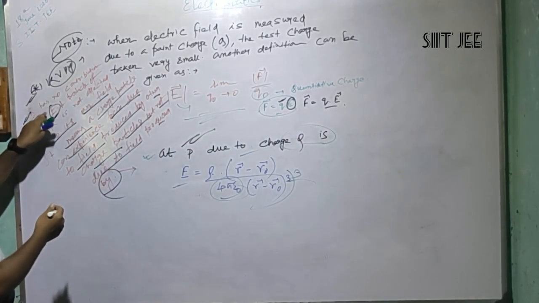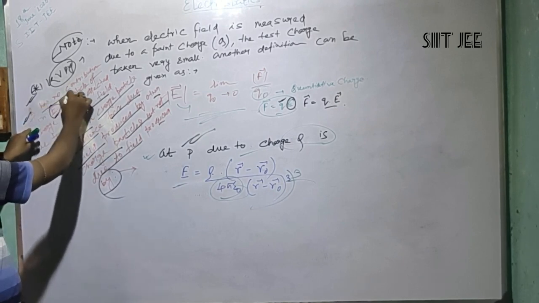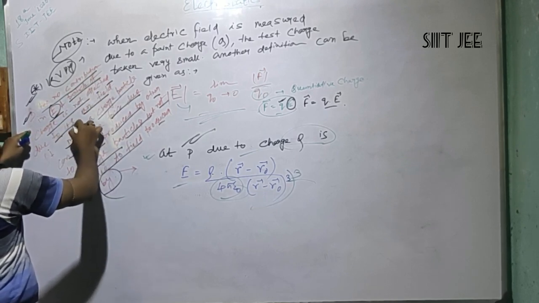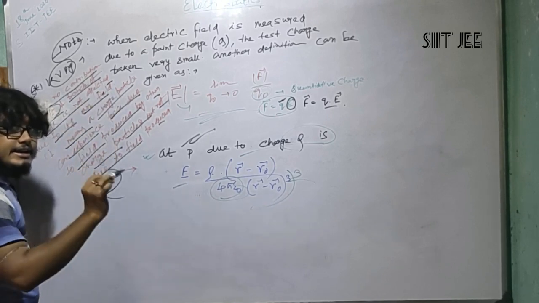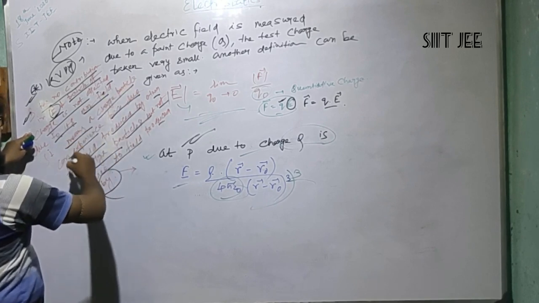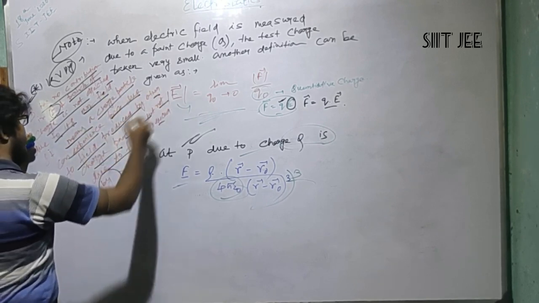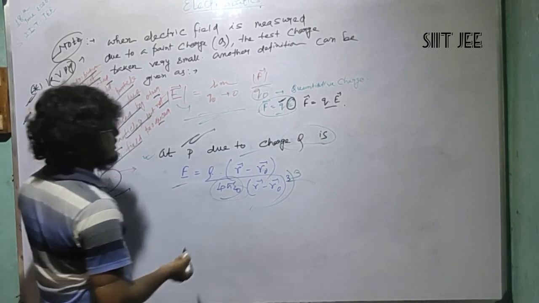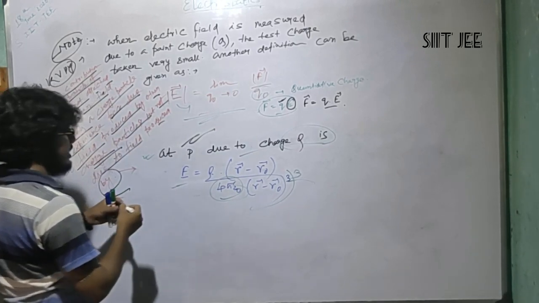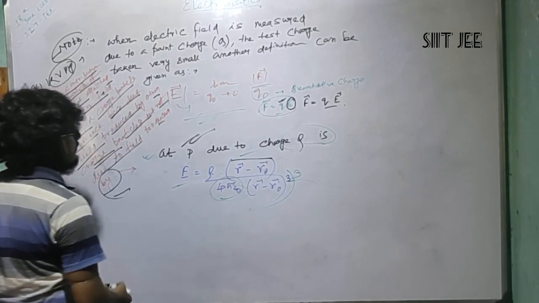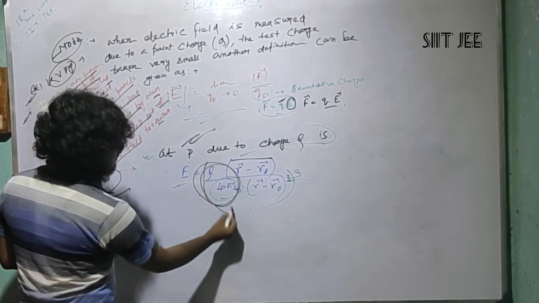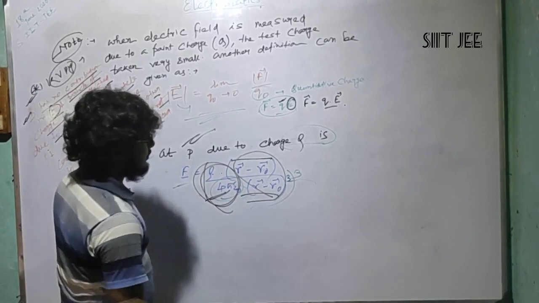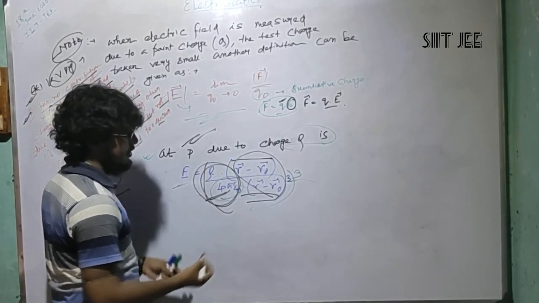Base notes for KVPY, repeated: Q has no contribution in E. A charged particle is not affected by its own field, and it means a charged particle can experience force due to a field produced by other charged particles but not due to the field produced by itself. The field at P due to charge Q is equal to Q into R vector minus R0 vector divided by 4 pi epsilon 0 into modulus of R vector minus R0 vector cube.